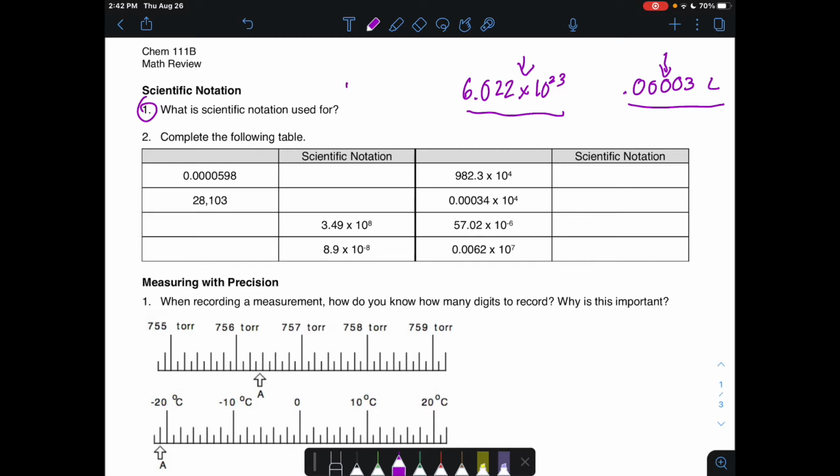It's used to express extremely large and small numbers in decimal form.